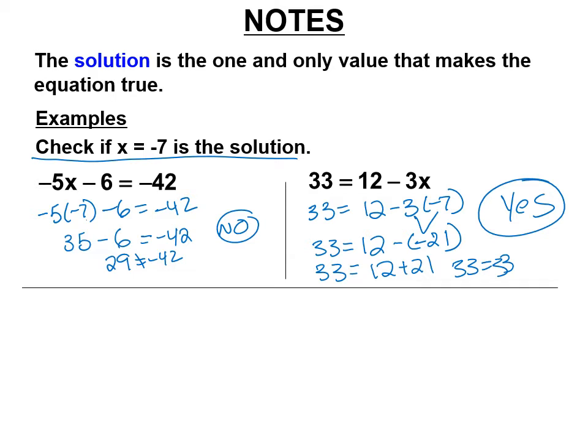And that's how you would check your work on a test. Say you'd done all your work, you wanted to make sure that you got the right answer. You could put it back into the original equation and see if it makes it true.